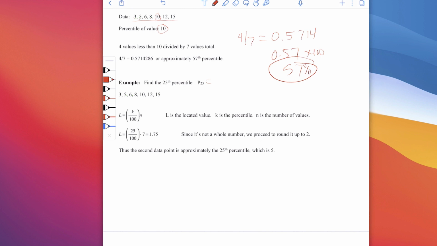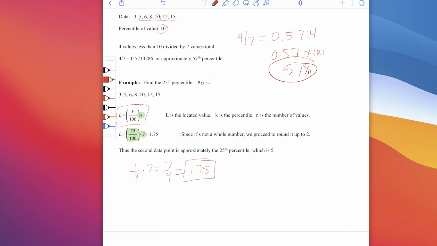Well, we create this formula here, where we have k over 100, and k is whatever percent we're looking for, so the 25th. So we put in a 25 over 100 and multiply by how many values we have, 7. And then we just multiply that out. So the 25 over 100 is 1/4, right? Times 7, or 7/4, and that equals 1.75. So it's saying the 1.75 spot is the 25th percentile.